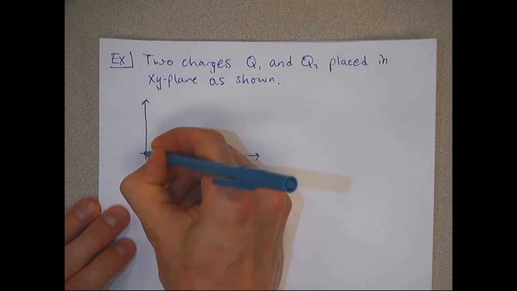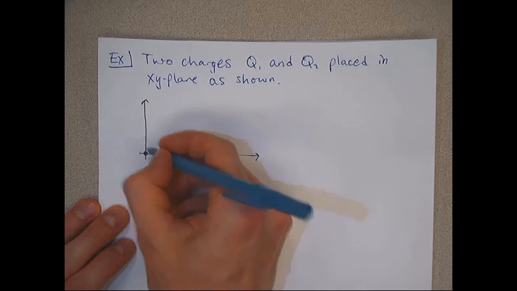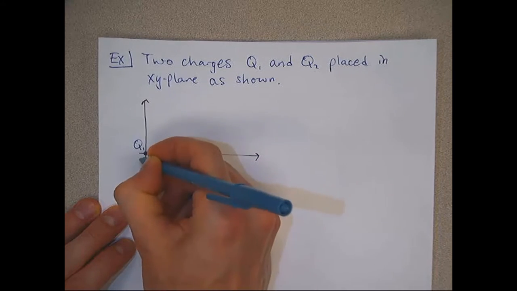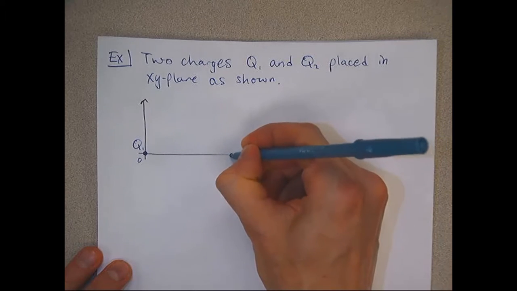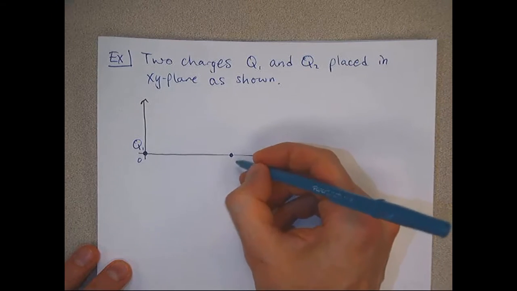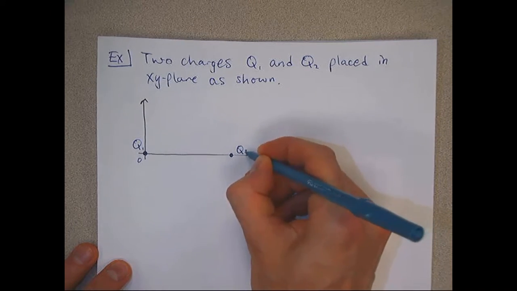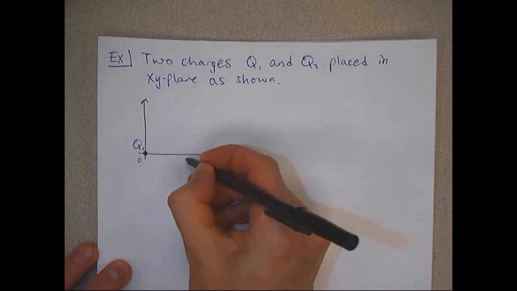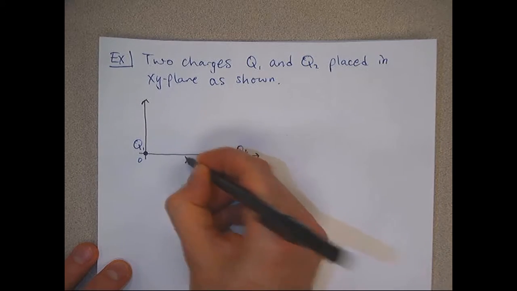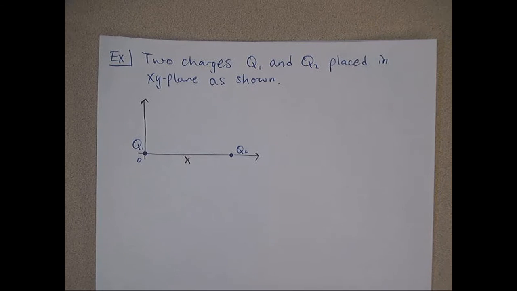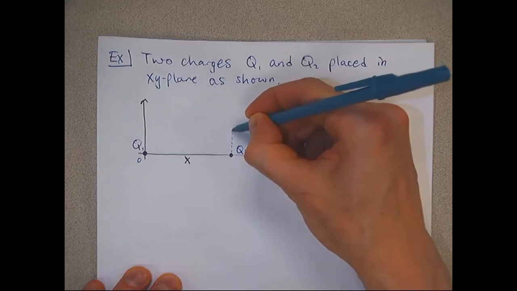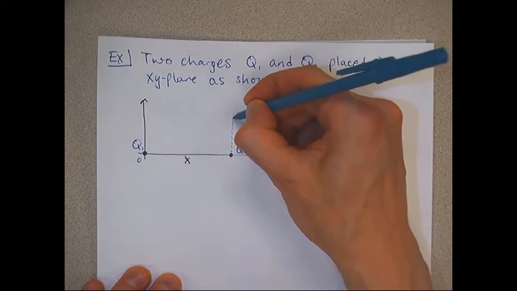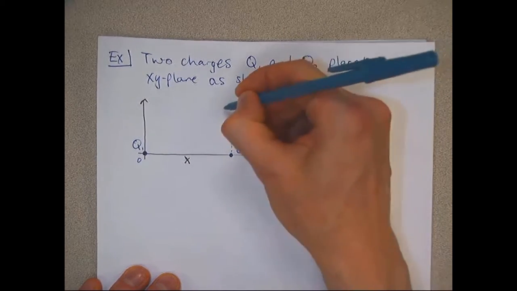We'll place Q1 at the origin, and we will place Q2 at a location which is a distance x away from the origin along the x-axis. We're going to go to an arbitrary location up here. We'll call it point P.